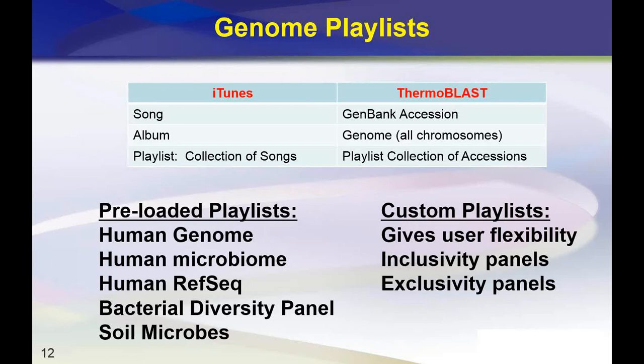The entire human RefSeq, which is about 98,000 GenBank accessions. We've assembled a bacterial diversity panel. This is a panel of about 1,200 complete bacterial genomes, which are useful for finding false positives, and then also playlists for soil microbes. I'll show a more complete list than this later on.